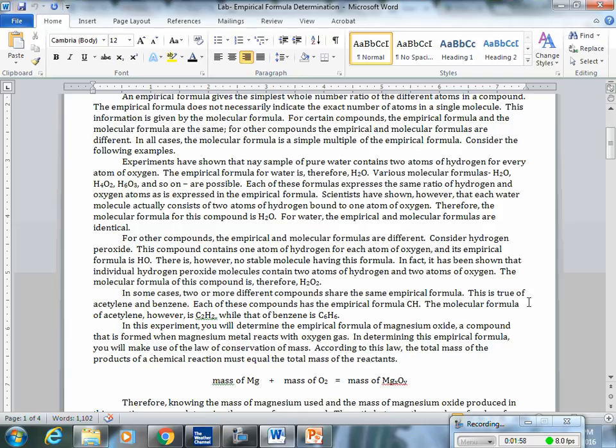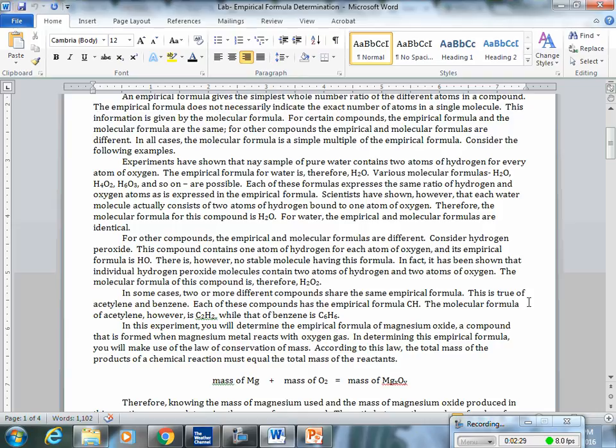Finally, sometimes there are two or more different compounds that have the same empirical formula. For example, let's look at C2H2. The empirical formula for that would be CH. If we look at benzene, which is C6H6, it would also have the empirical formula of CH.